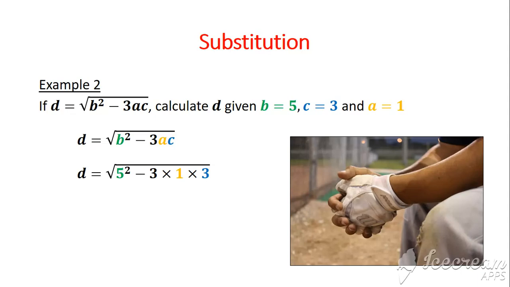So let's substitute in and get the square root of 5 squared minus 3 times 1, which is A, times 3, which is C. Let's work out everything inside the square root and do the square root last. So 5 squared is 25, and 3 times 1 times 3 is 9. So we've got 25 minus 9. 25 minus 9 is 16. So we're trying to work out the square root of 16, which is 4. So D is 4.